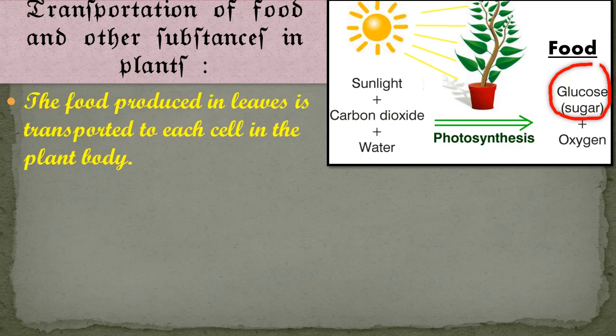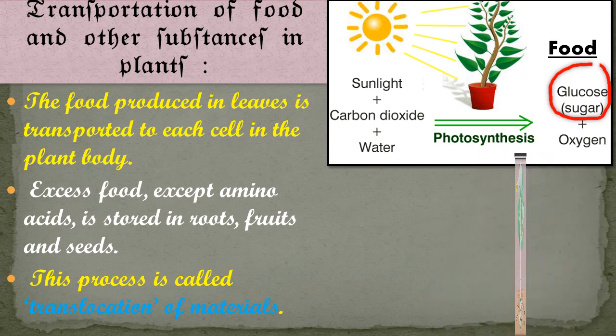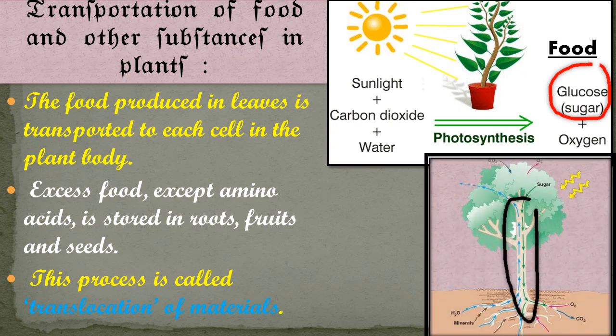The food or glucose produced in leaves is transported to each cell in the plant body, and the excess of food except amino acid is stored in roots, fruits and seeds. That means the excess of glucose is stored in the roots, fruits and seeds of the plant, but amino acid is not stored. This process is known as the translocation of material. It is carried out in both the upward and downward direction by the phloem. You can observe the picture in which you can see how gases, water, minerals and food material like sugar are transported from upward to downward.